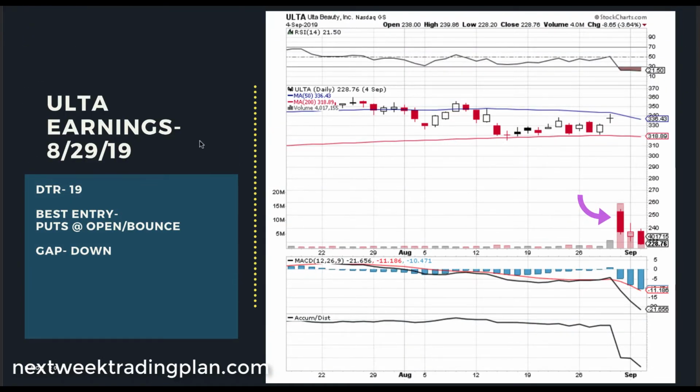Okay, look at this example, August 29th, 2019, DTR of 19. Now this is a pretty relevant example, and we'll tell you why here soon.